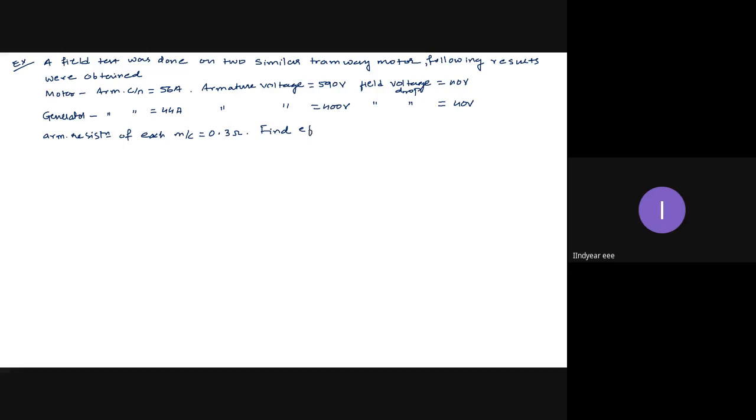Find the efficiency of motor and generator. Okay. So first draw the circuit diagram, then we will write the given things. Okay.